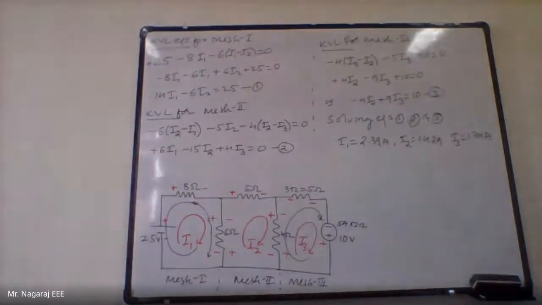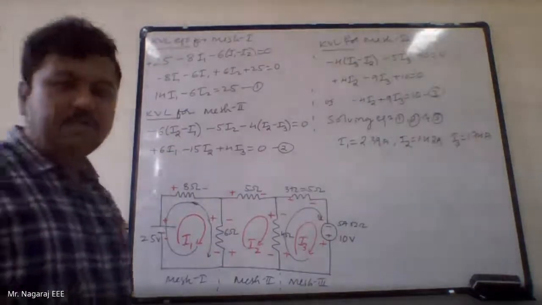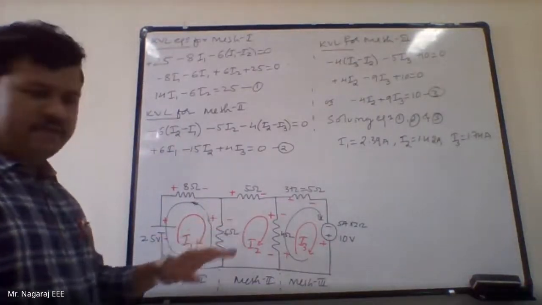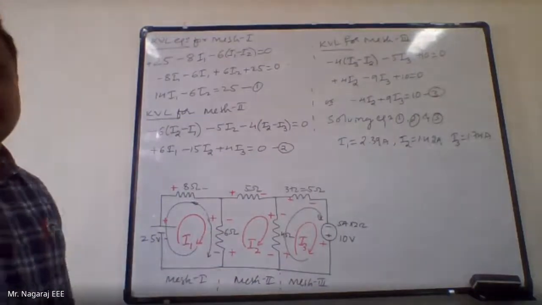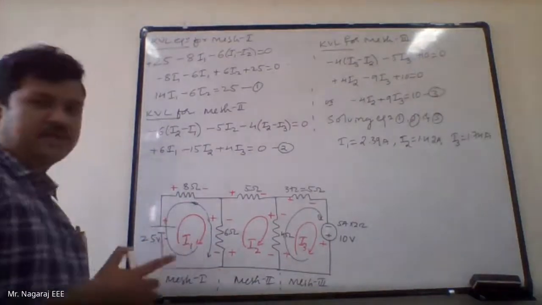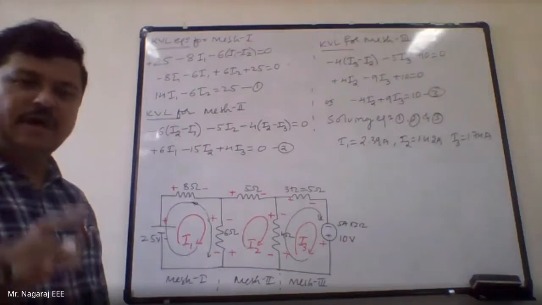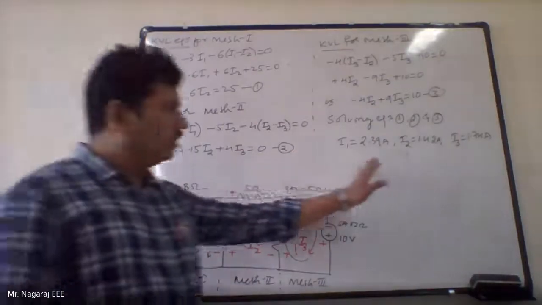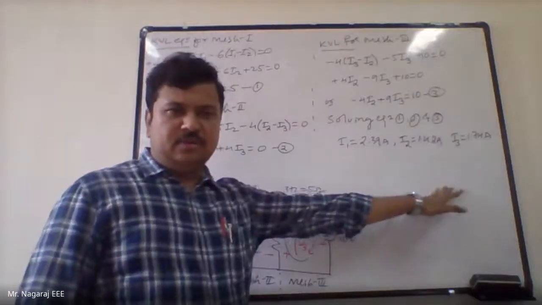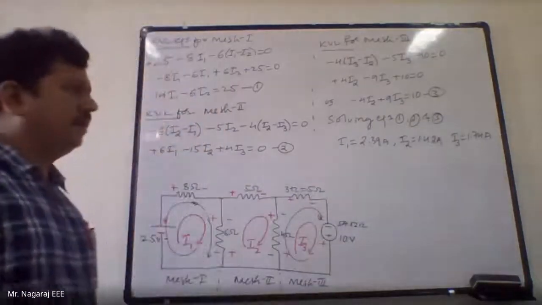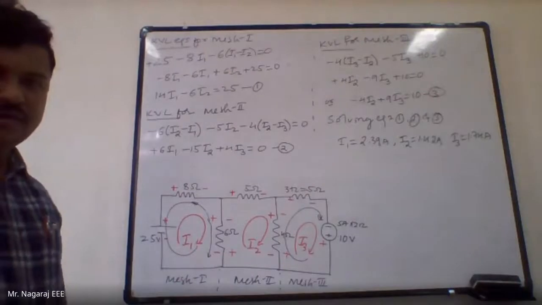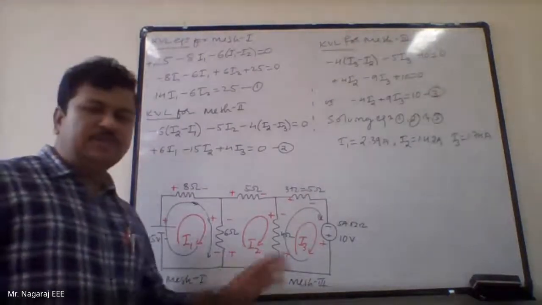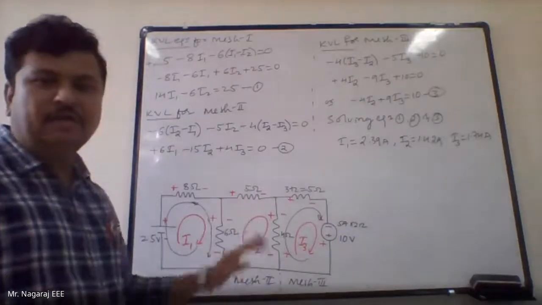All the 3 currents obtained are positive. It means that all the currents I1, I2 and I3 are flowing in clockwise direction. So the assumed direction of the current is the same as the actual direction of the current. Suppose if any of the currents would have come negative, then it means that that particular current flows in the opposite direction to what I have assumed.